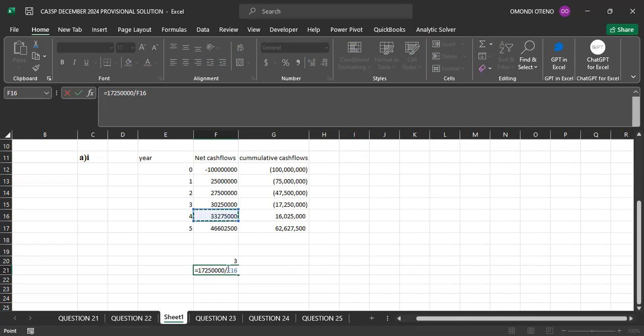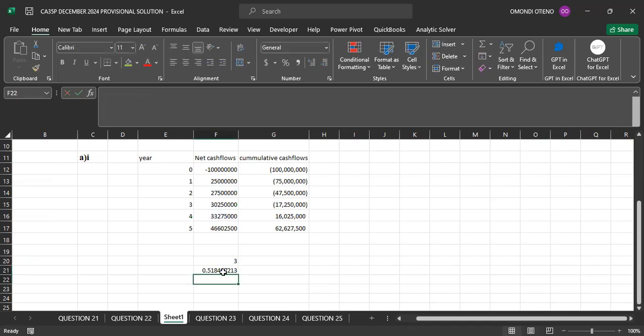It is this one here. So if that is expressed as a fraction, what will I have? You're able to see I'm having this one here. That is 0.51844. So what do I need to do?